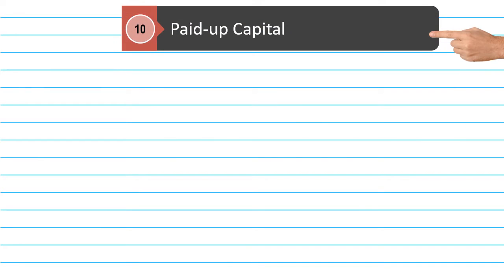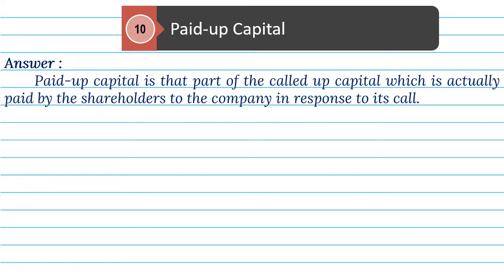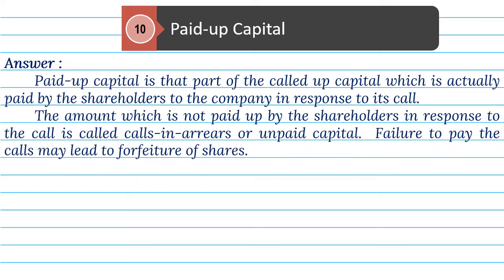10. Paid up capital. Answer. Paid up capital is that part of the called up capital which is actually paid by the shareholders to the company in response to its call. The amount which is not paid up by the shareholders in response to the call is called calls in arrears or unpaid capital. Failure to pay the calls may lead to forfeiture of shares.